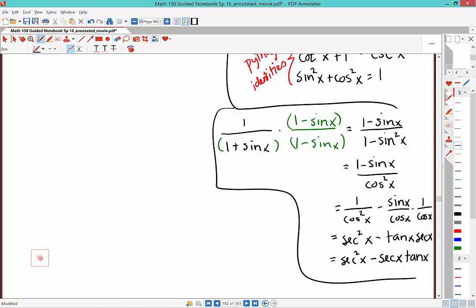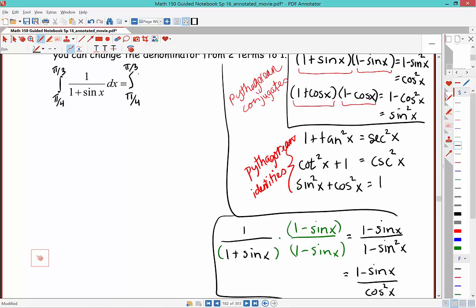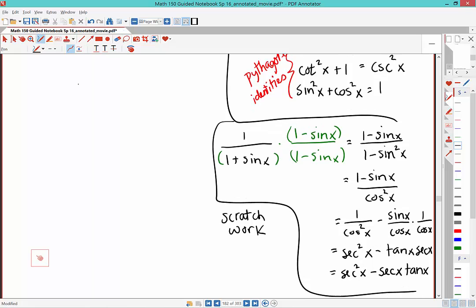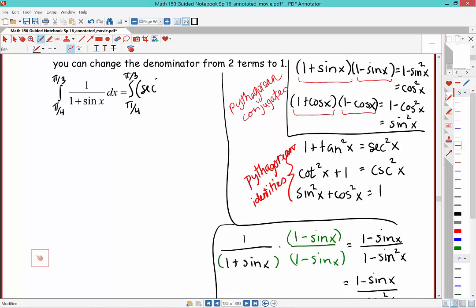All right, so coming back, this is going to be the integral from pi over 4 to pi over 3 of, and what did we get? Secant squared at x minus secant at x times tangent at x with respect to x. So we've rewritten that whole thing. Now we can split those.